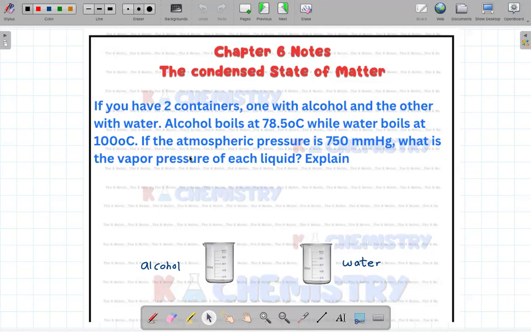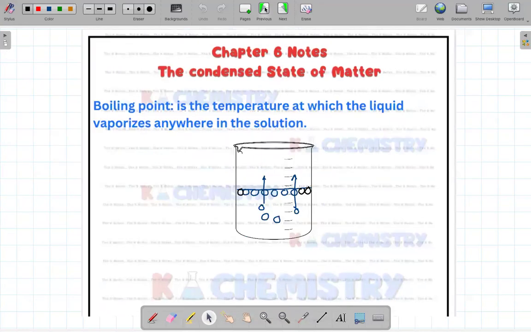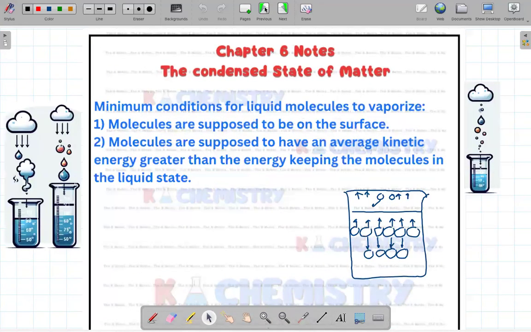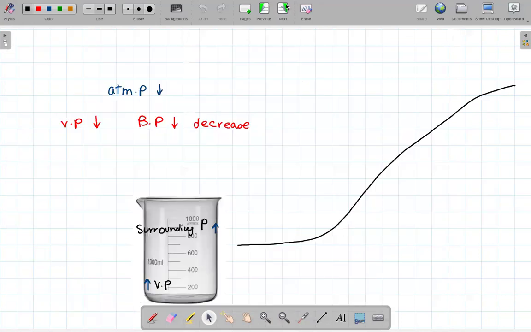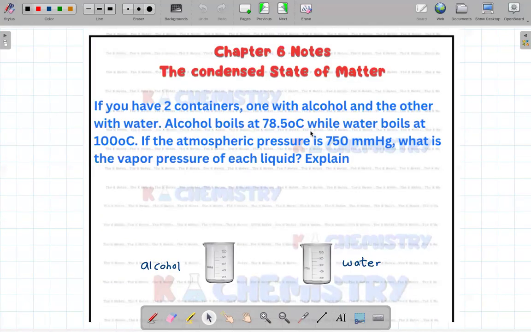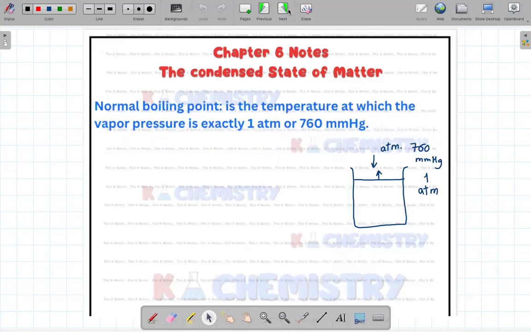Another reason is that we mentioned the relationship between the temperature and vapor pressure. Don't forget what we said. We said that if we have two liquids, two different liquids, but the temperature is the same, the vapor pressure is the same. So the temperature is the same here for the two liquids. They are both at the same temperature. The boiling point is different, but the temperature now is the same. So the vapor pressure is the same.